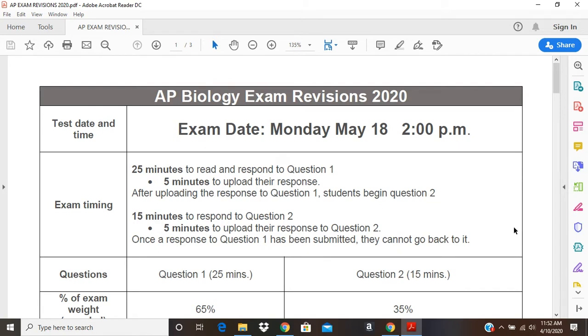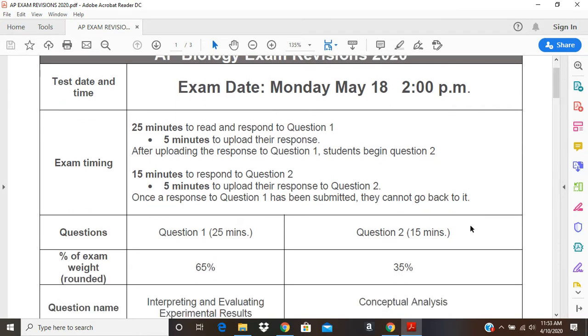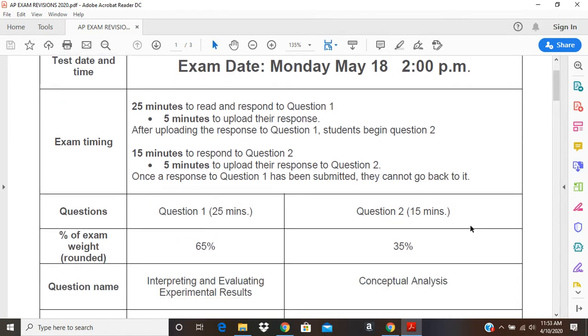And then question two is a shorter question. That'll take you about 15 minutes to respond. And again, they're going to give you about 5 minutes to upload your response after that. So the way they're breaking it down is question one is going to be worth 65% of the exam. Question two is about 35%. And these two questions are kind of interesting. There's not a tremendous amount of detailed content that you have to worry about. It's more about interpreting and evaluating experimental results and analyzing things.